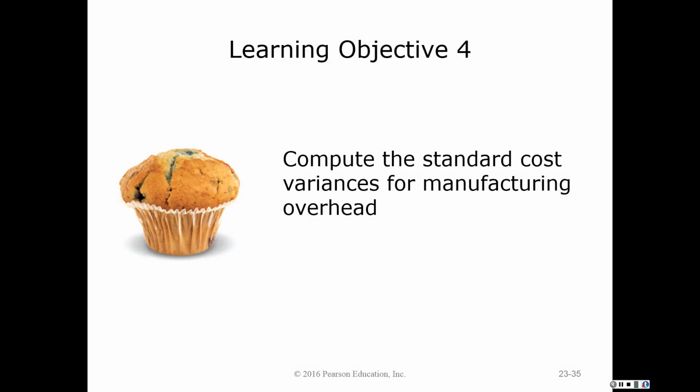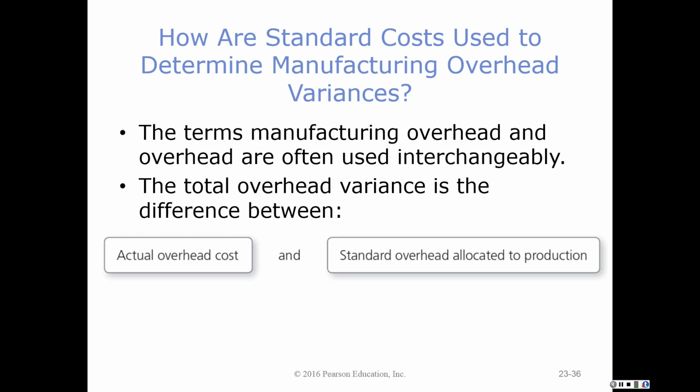Learning Objective 4 talks about our final set of variances, and these are our variances for manufacturing overhead. Now, I want you to understand the concept behind manufacturing overhead variances, but I'm not truly as concerned about you completing calculations here. We have more liberty as managers to control direct labor and material than we do manufacturing overhead, but I do want you to understand the concepts behind it. So just bear with me as we move through this brief presentation about overhead.